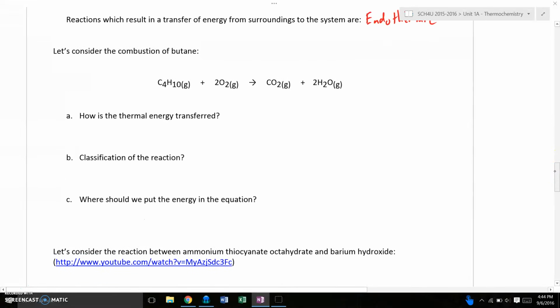Now, we've talked about combustion of butane. So you're burning butane, which is C4H10, with oxygen, creating carbon dioxide and water. How is the thermal energy transferred? How would you classify that? And where should we put the energy into the equation? So combustion, pretty straightforward. This I'm going to leave, and you guys are going to see this pop up in the Edpuzzle as a question.